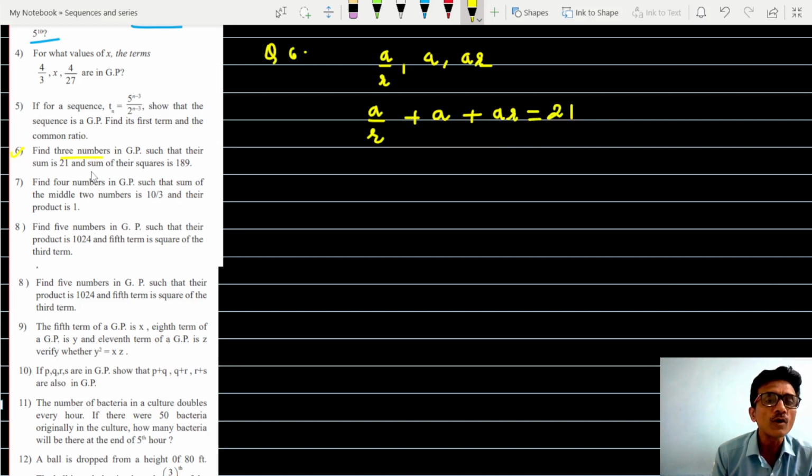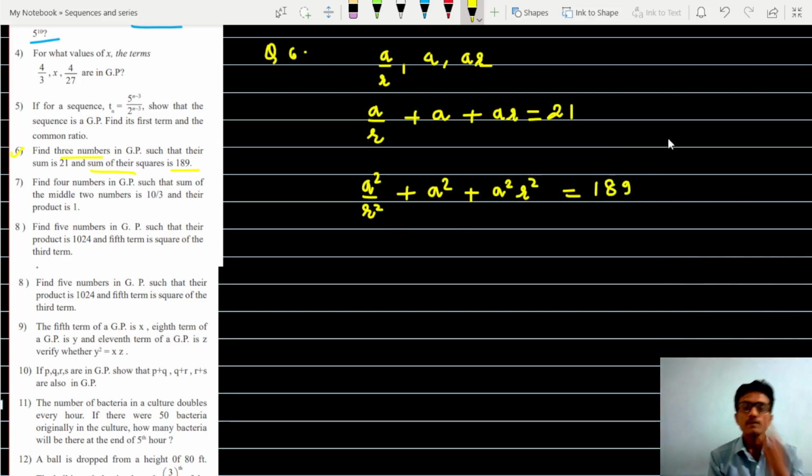Then the sum of their squares, so the squares of these numbers will be A square upon R square, A square and A square R square. Sum of the squares of these numbers is equal to 189. These conditions are given. Now what we do, we will square this equation.